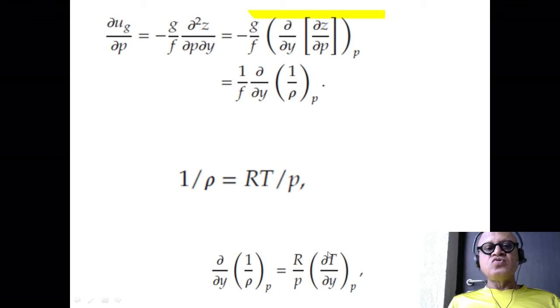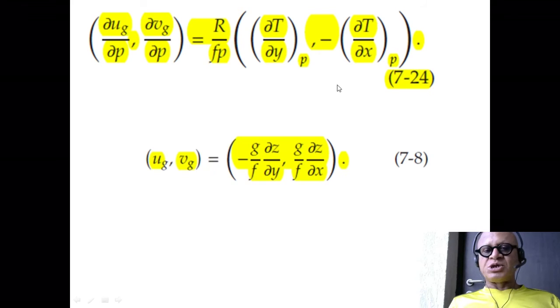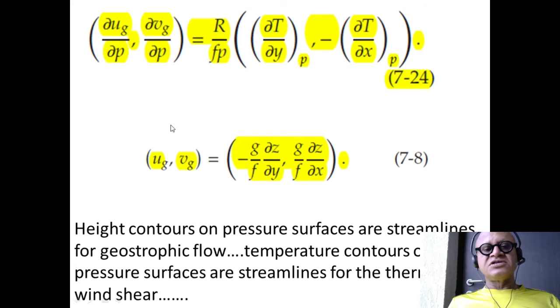So now we have reduced the vertical shear of the geostrophic winds to meridional gradient of temperature. Why? Obviously we are heading towards thermal winds. So dug dp and dvg dp are then R over fP dT dy at constant p for the x direction, and minus dT dx at constant p for the y direction in the pressure coordinate. So that looks kind of parallel to our geostrophic balance. Instead of geostrophic winds, we are writing geostrophic shear. We did this before as well.